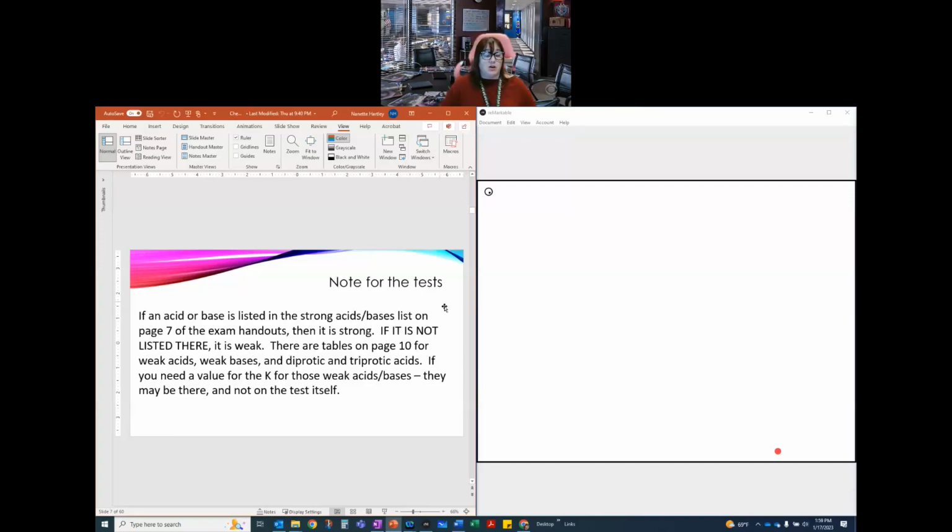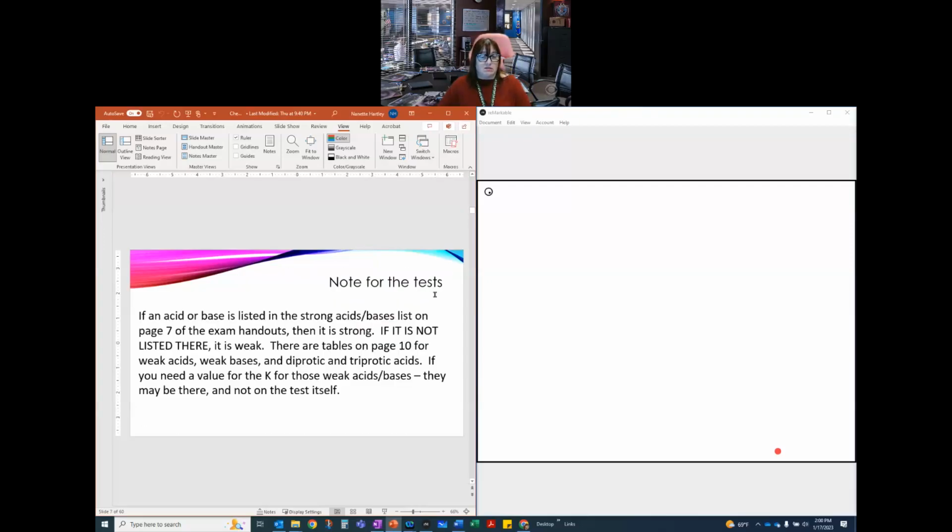Okay, so, note for the test. If an acid or base is listed in the strong acids and bases list on page 7 of the exam handouts, then it is strong. If it is not listed there, it is weak. There are tables on page 10 for weak acids, weak bases, and diprotic and triprotic acids. If you need a value for the K for a weak acid or base, it may be there and not on the test itself. So if it's in those handouts, I may not actually give it to you on the test. But just because it doesn't appear in one of those tables as a weak acid does not mean it's not weak. If it's not in the strong list, that means it's weak. Okay?